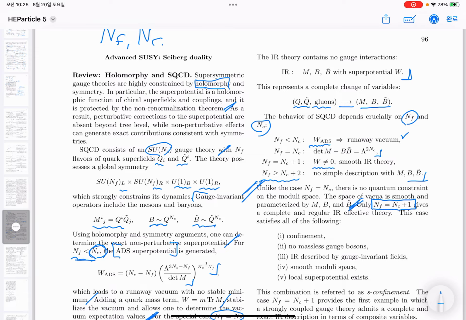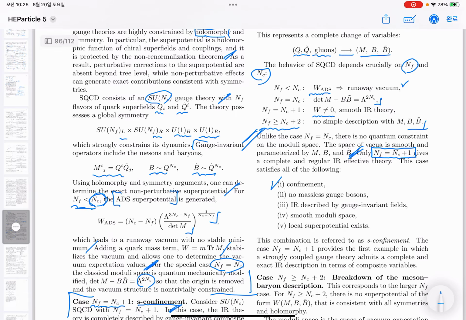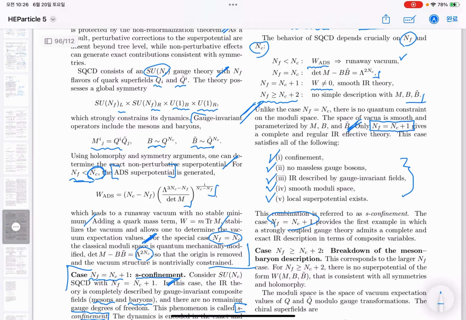This case satisfies all of the following: there is confinement, there is no massless gauge boson like a gluon, and the IR is described by the gauge-invariant confinement operators, and the moduli space is smooth, and the superpotential exists, which satisfies locality. So this combination is both confining and quite complete, regular, and unique, and exactly determined behaviors can be obtained in such a strong case.